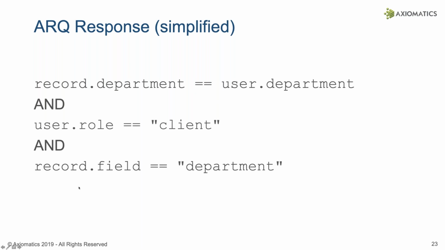So this could be one of the constraints in the ARQ response. There could also be a second entry like this in the response that says, if the record department and the user department are equal, the role is equal to client, and the field is equal to owner, then you also have access, for example. So this is information that comes back from those open-ended types of queries.